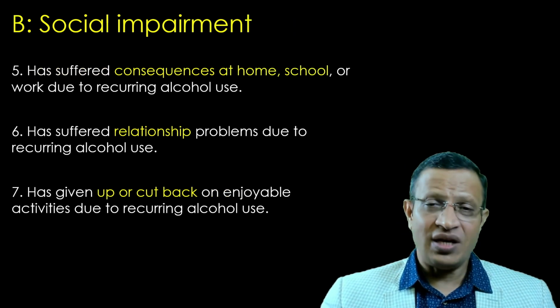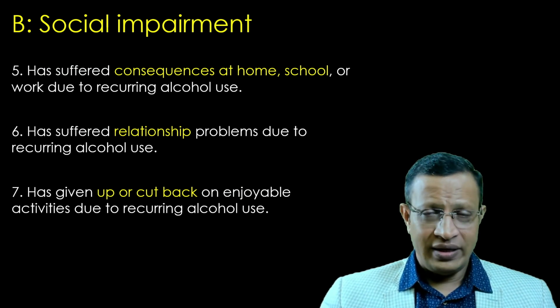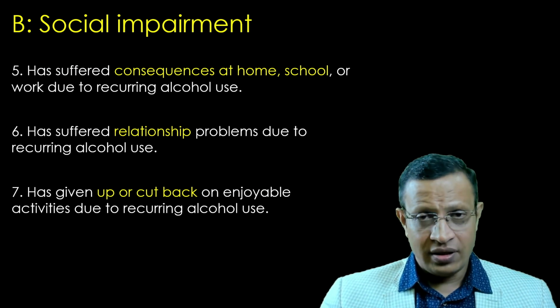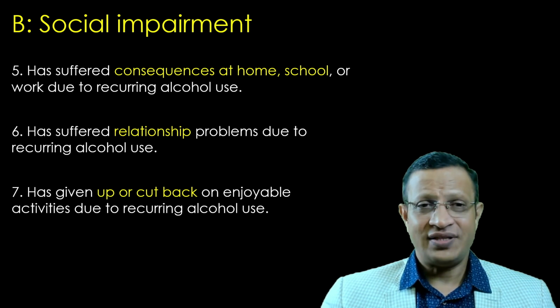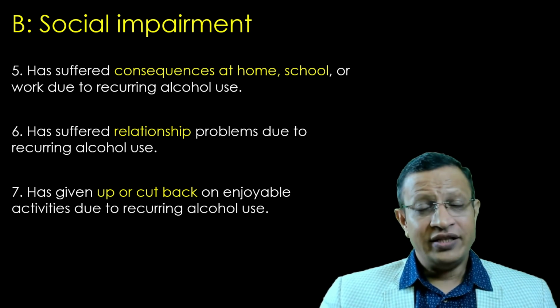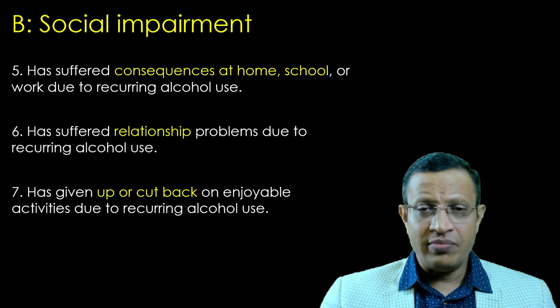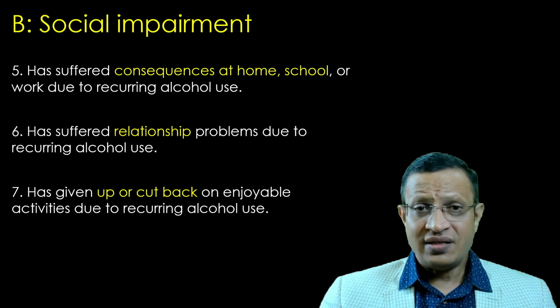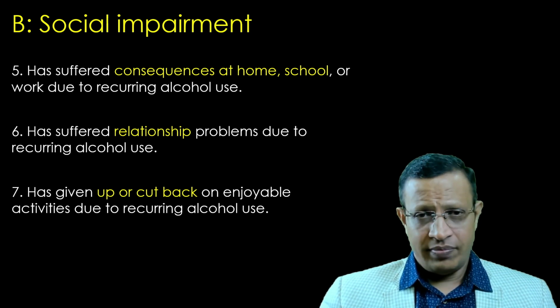Let's look at social impairment. Because of the use of alcohol, he has problems at home, school, and even at work. It is not once or twice, it is a recurring problem. That is the fifth symptom. Sixth, there are relationship issues because of alcohol use. He is fighting with family members, friends, and relatives. So this is another important criterion. And he has given up or cut back on enjoyable activities.